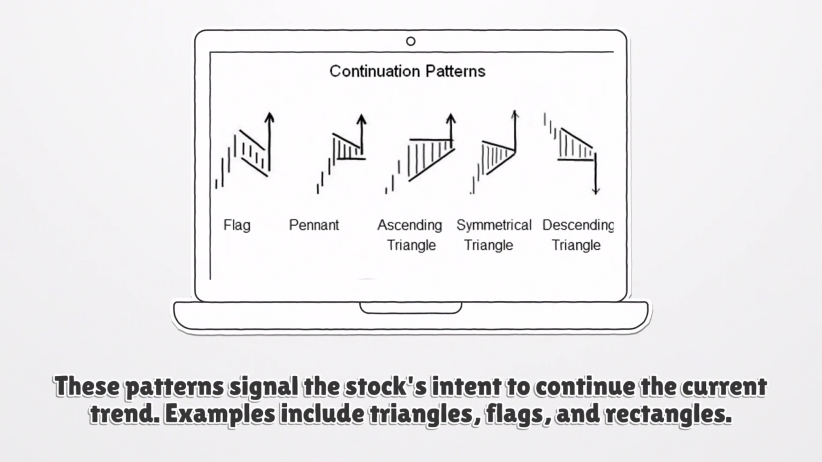Continuation patterns occur during a stock's ongoing trend and represent periods of consolidation or rest before the price resumes its direction. These patterns signal the stock's intent to continue the current trend. Examples include triangles, flags, and rectangles.